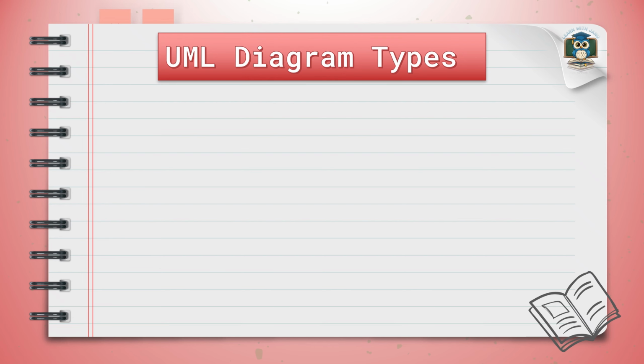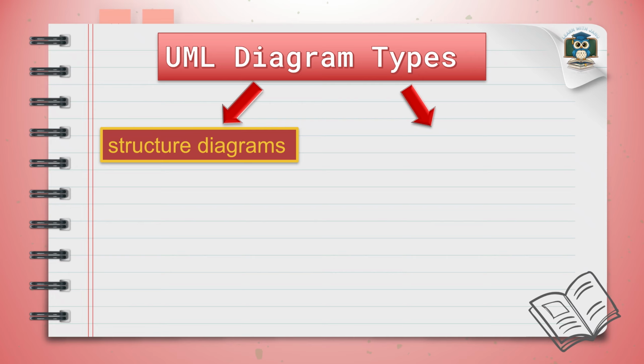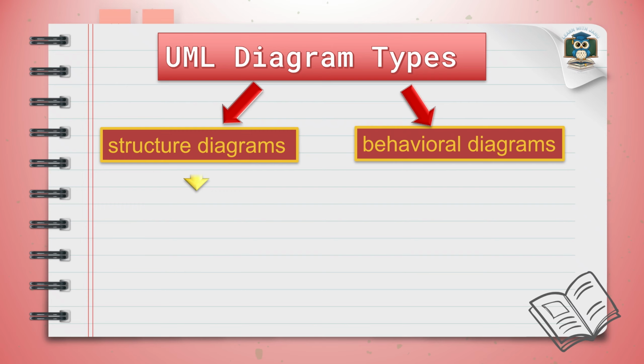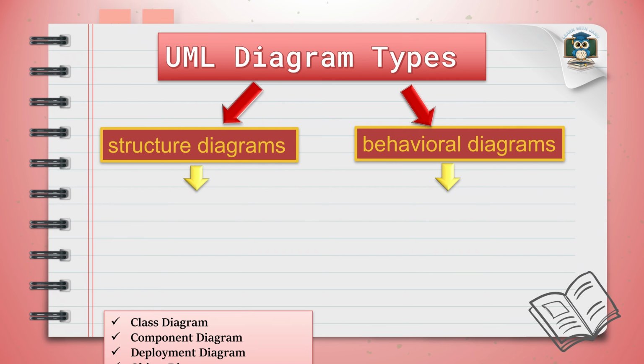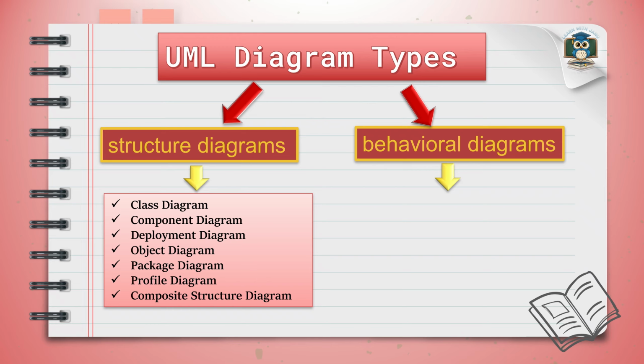So we have talked about the structural diagrams and the behavioral diagrams. There are so many types in these diagrams. Let's see what they are. In the UML diagram types, there are two types, as I said before. The first one is the structural diagram. In the structural diagram, there are many types. We can take class diagram, component diagram, deployment diagram, object diagram, package diagram, profile diagram and composite structure diagram.